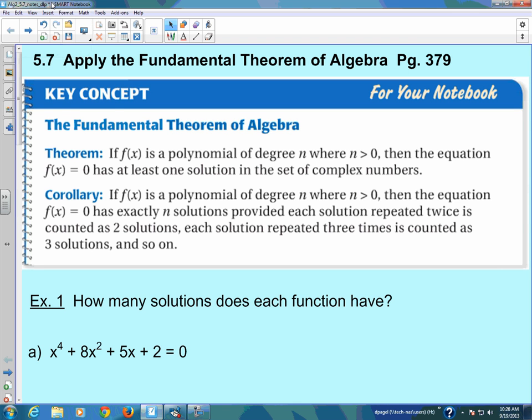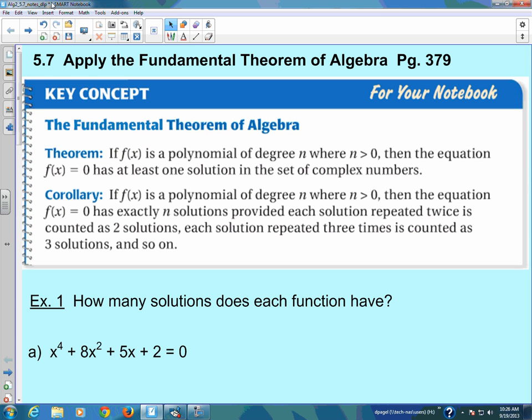Section 5.7, applying the fundamental theorem of algebra. We've worked with factoring, we've worked with grouping, we've looked at zeros, and we're going to emphasize some more work on the zeros specifically related to the graphs. And this fundamental theorem of algebra helps us determine the number of zeros we're going to have, some of them being real, some of them being imaginary.